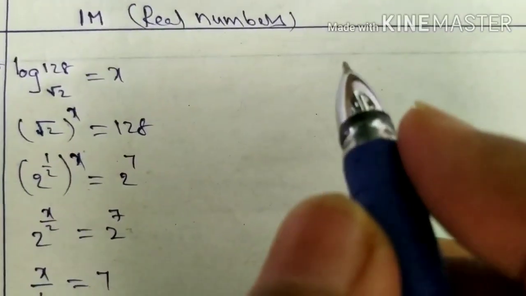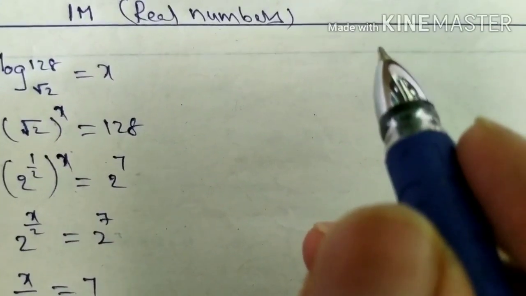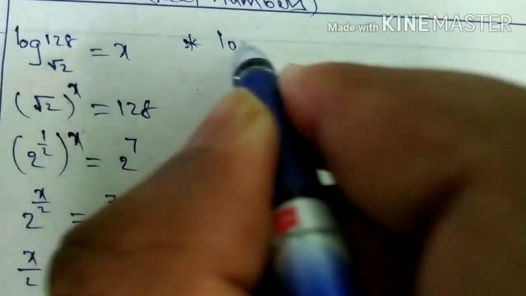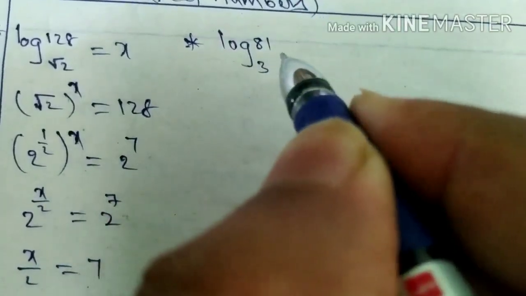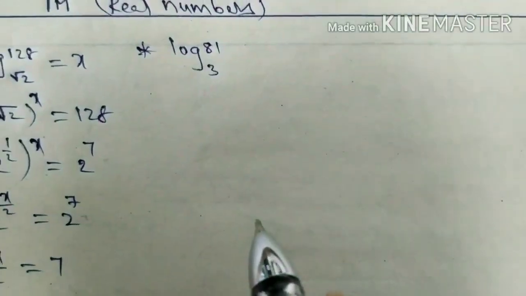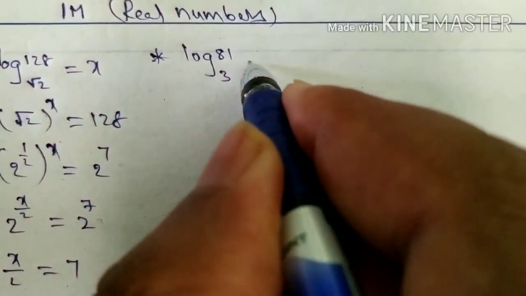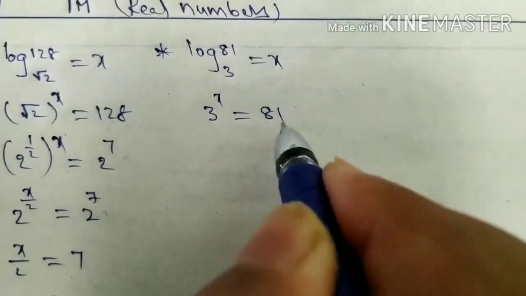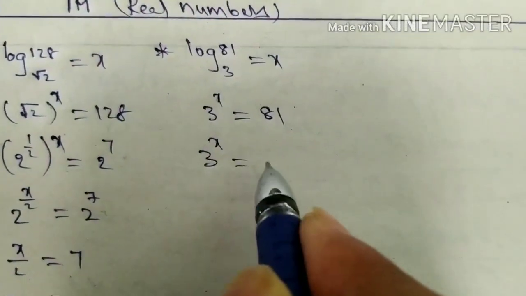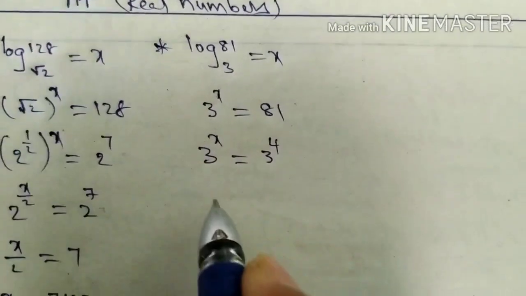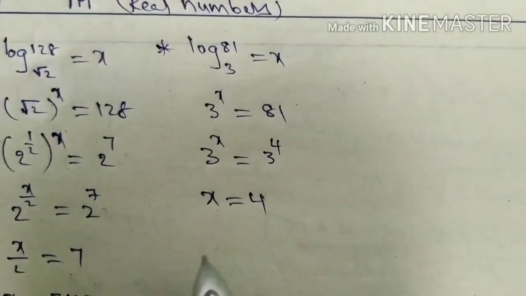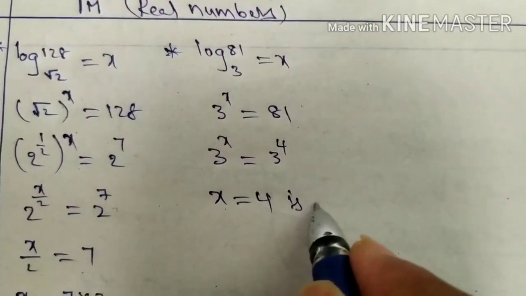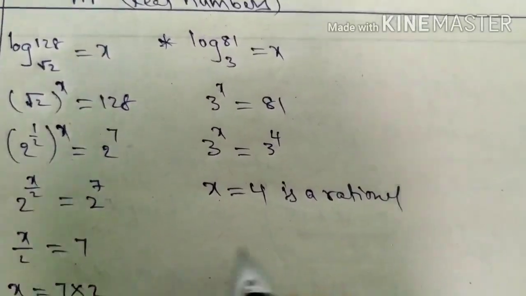For example, log 81 base 3. Next question: log 81 to the base 3 is a rational number or irrational number. They are asking whether it is rational or irrational. Let us take some x. Now write in exponential form: 3 power x is equal to 81. 81 is written as 3 into 3 into 3 into 3, 3 to the power of 4. Now x is equal to 4. This is the value of log 81. And a few more questions are there: is it a rational number or irrational number?